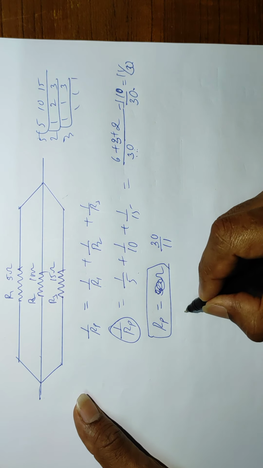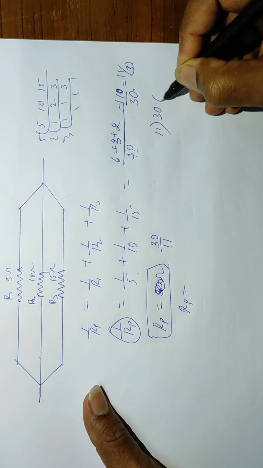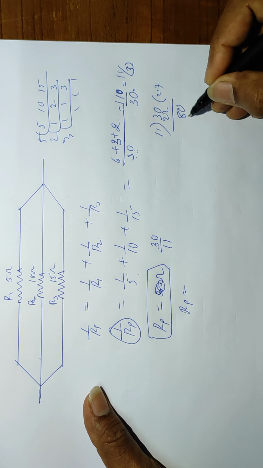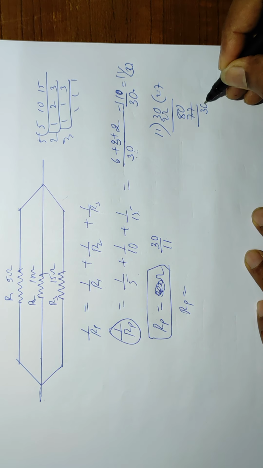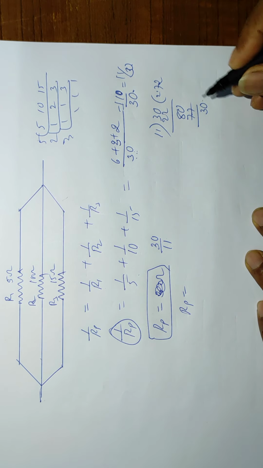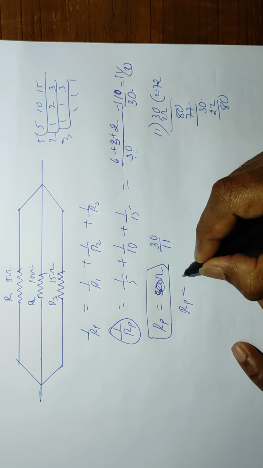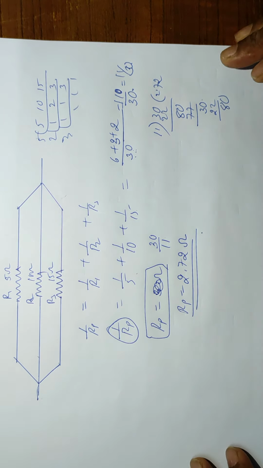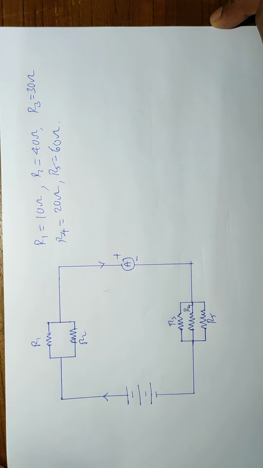On dividing this, Rp is equal to, divide 30 by 11. So Rp is 2.72 ohms. The equivalent resistance of this combination is 2.72 ohms. Dear students, let us consider one more problem.